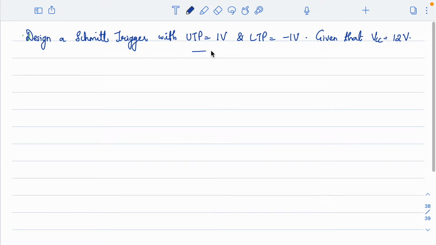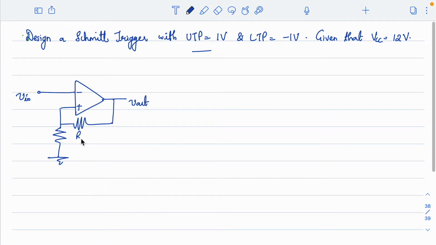So what we can do is we can go ahead with the circuit we have discussed so far. That will work, because this is input Vin, then this is a positive feedback. This is how we configure. This is Vout, this is R1 and this is R2. Now design in the sense we have to come up with the values for R1 and R2 so that the threshold points will be 1 and minus 1, right?